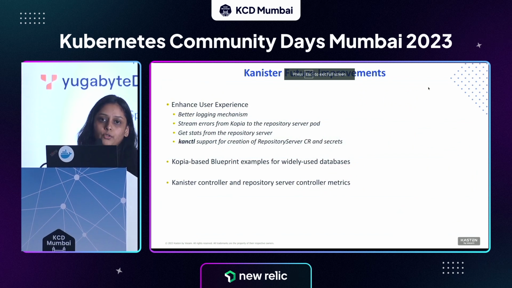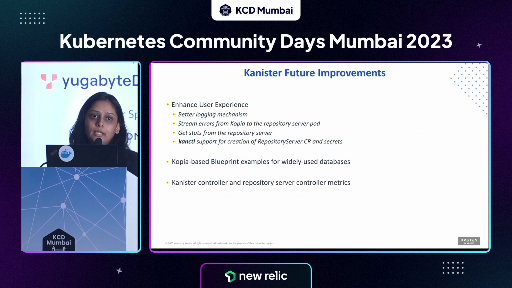All right. The future improvements that we have in this code: currently whenever the repository server pod is created, and if anything goes wrong, all the logs are propagated to the Kanister controller and repository server controller. So if you want to see a particular error, it should be available in the repository server pod. So the next improvement would be to stream whatever errors are coming in Kopia to the repository server pod. Also, we are going to support creation of repository server CR and secrets. Since there are a lot of secrets, it would be difficult to remember the schema for each of the secrets. So we want to provide support for that as well.